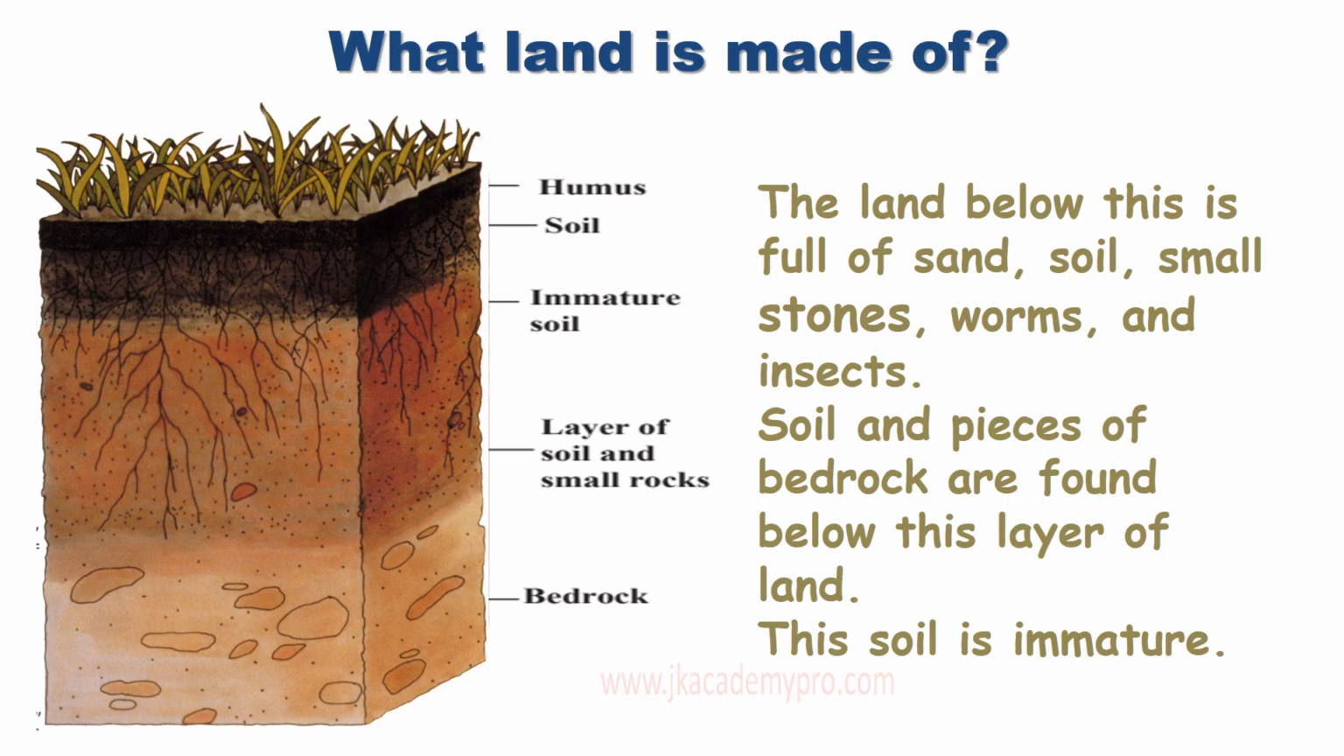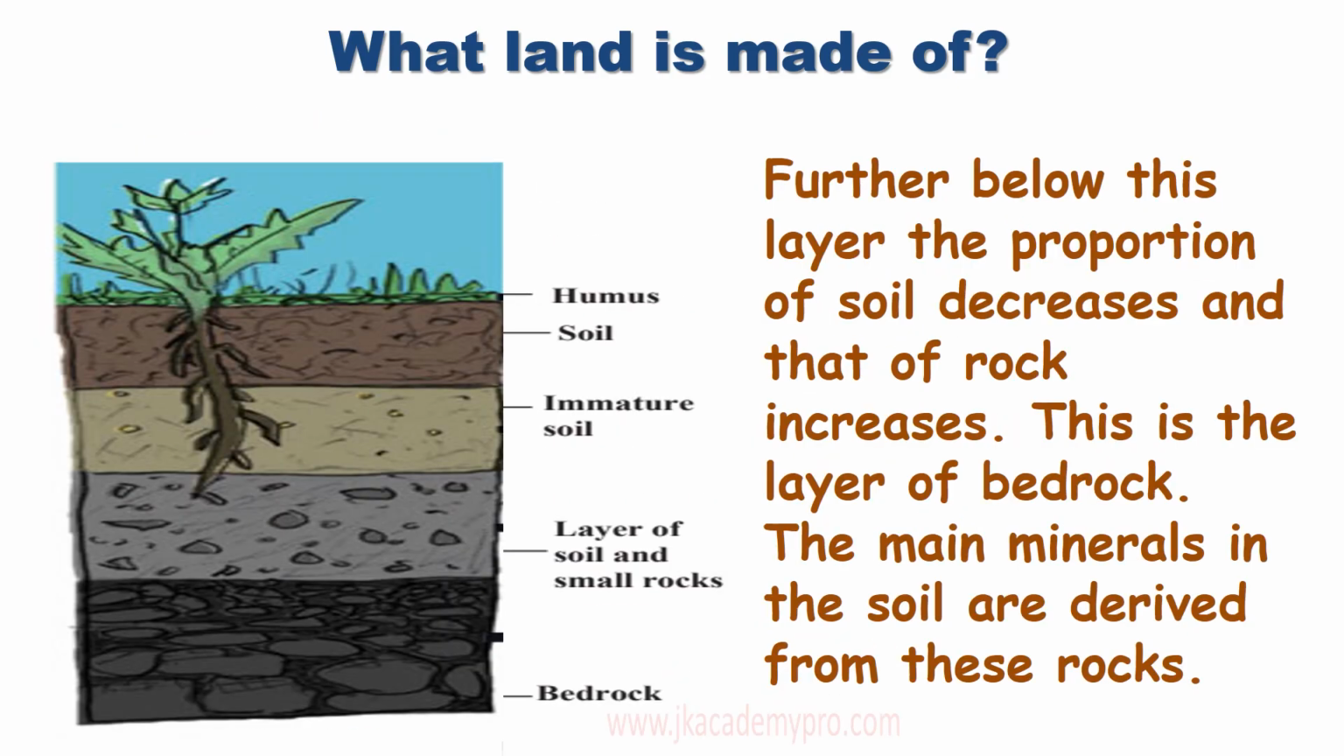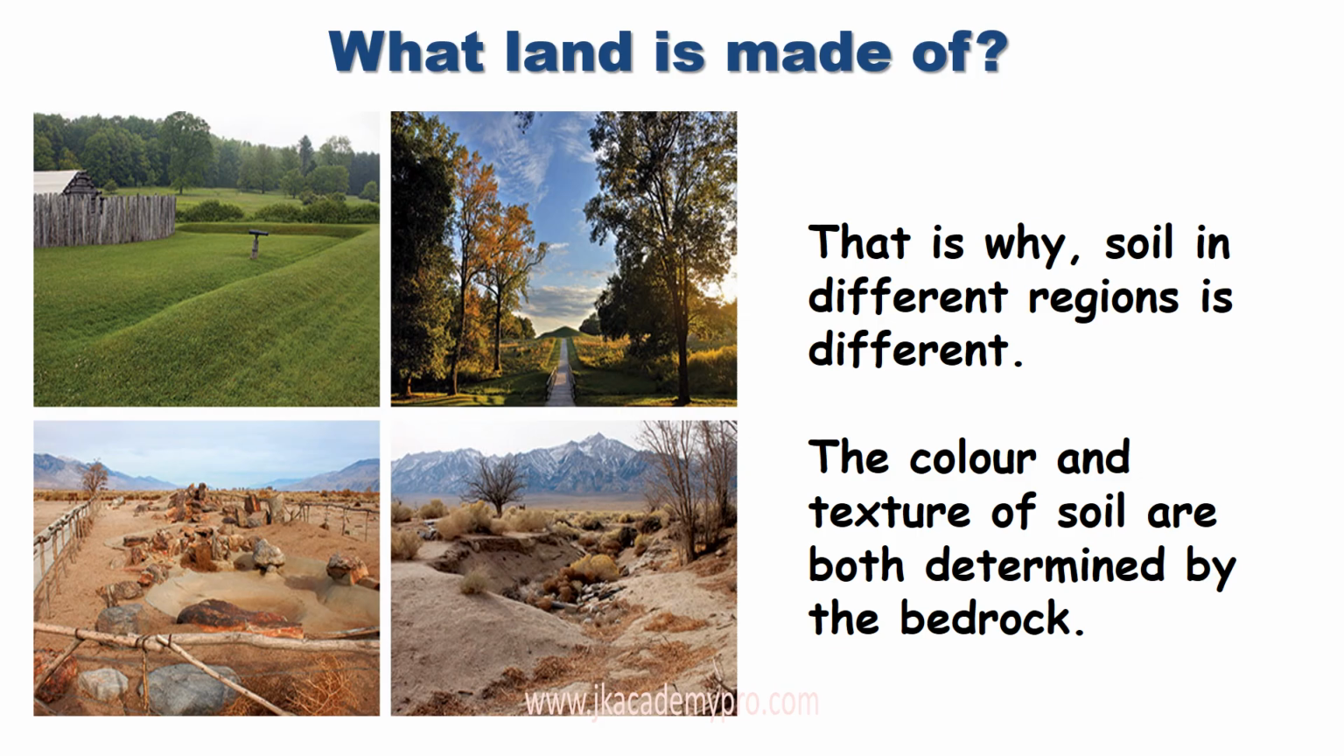Now, this soil is immature. Further below this layer, the proportion of soil decreases and that of rock increases. That is, there is less soil and more rocks. Now, this is the layer of bedrock. The main minerals in the soil are derived from these rocks. We get all the minerals from these rocks. This is the reason why soil in different regions is different. The color and the texture of the soil are both determined by the bedrock.